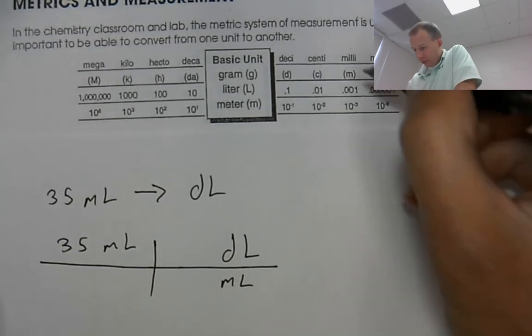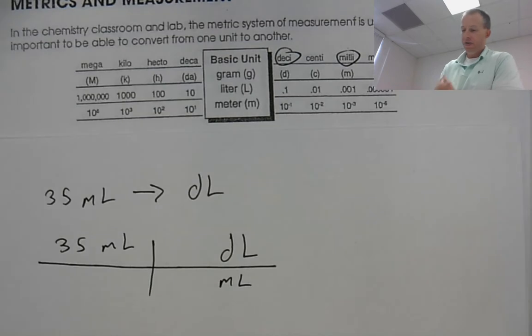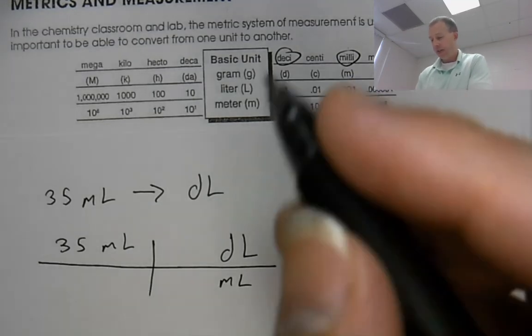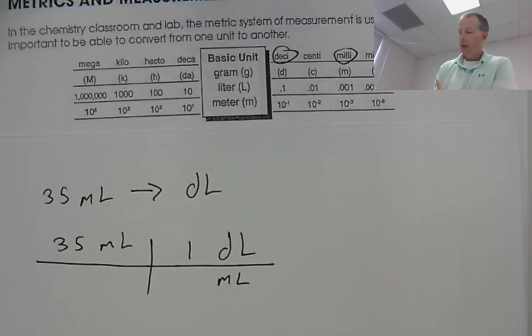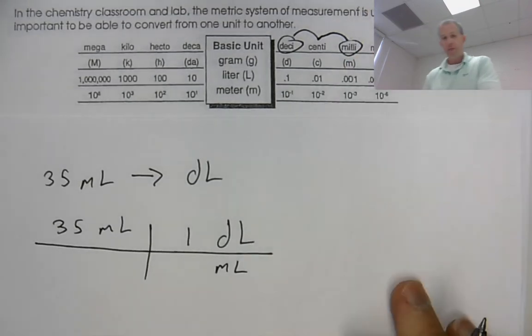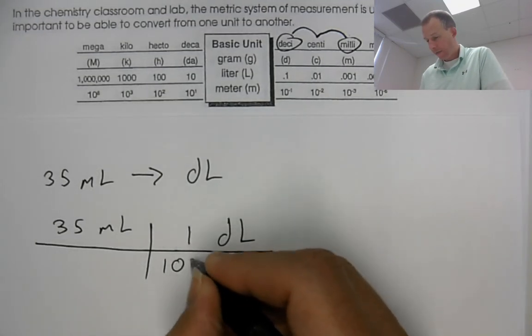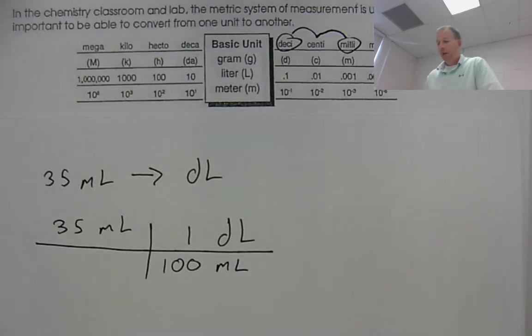So now the next step, where we've got deci and we've got milli. My suggestion is just simply keep it easy. Which one of these is larger, if you had one of each, which one is the bigger prefix? And that's deci. So I'm going to put 1 for deci. Then I'm going to count the jumps between deci and milli. So it'll be 1, 2. So that's 10 to the second, or 2 zeros, which is 100. So I'll write 100 here.